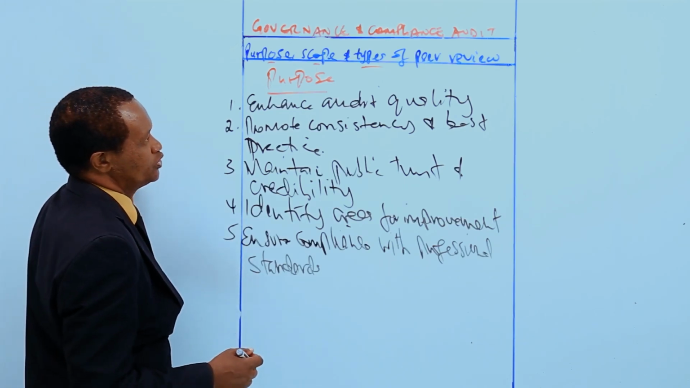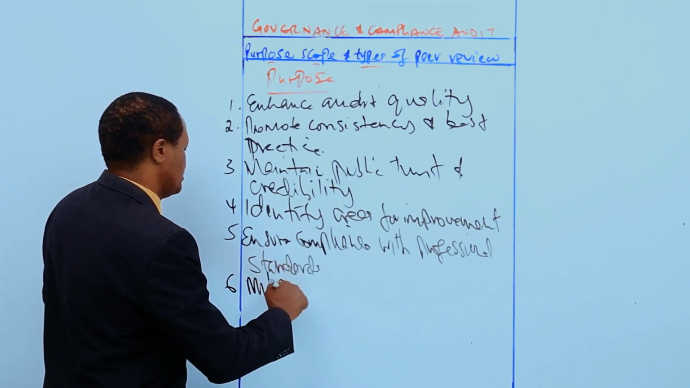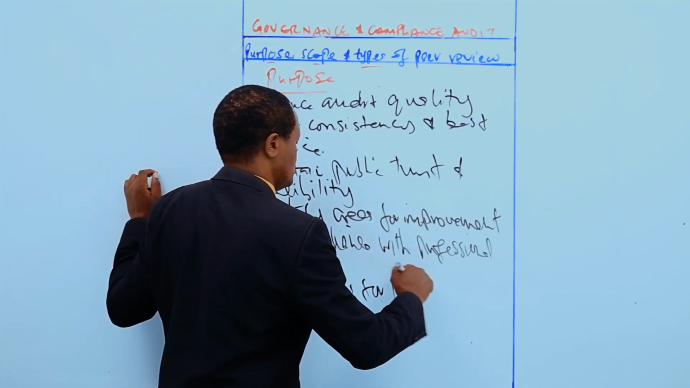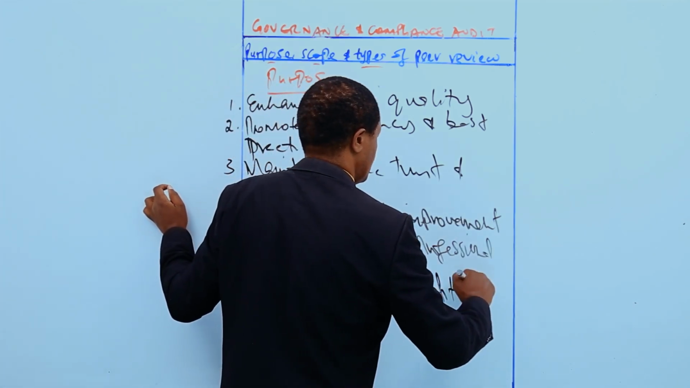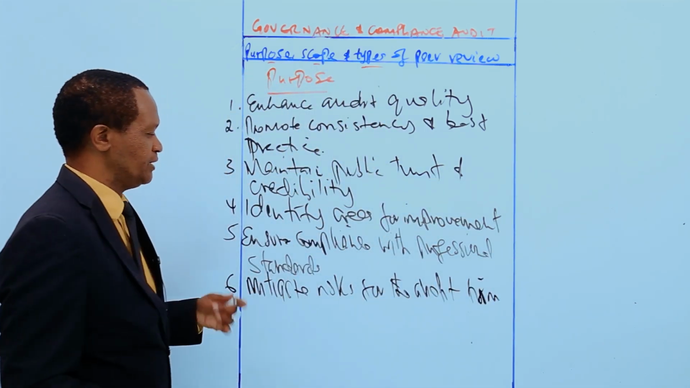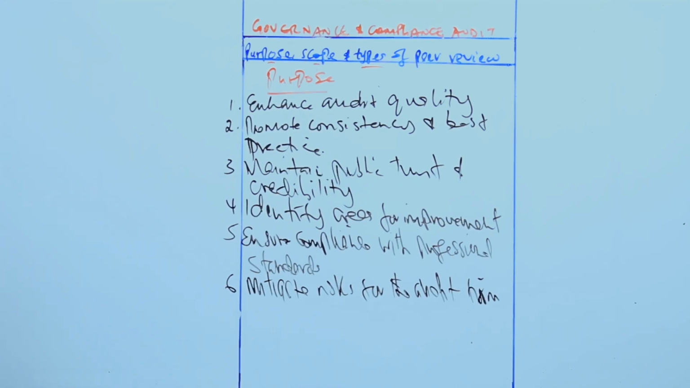Peer reviews can also be used to mitigate risks for the audit firm. And how does that happen? Now, by proactively identifying and addressing weaknesses in audit processes, peer review helps audit firms reduce their exposure to litigation, exposure to regulatory penalties, and also reputational damage.